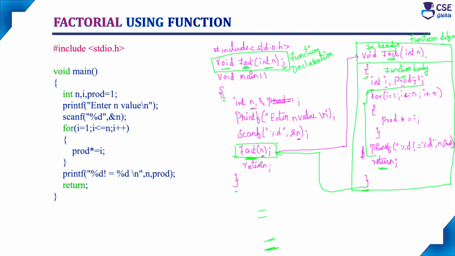So, in this session, we have discussed the three elements of user-defined function, how we have implemented them using the factorial example. In the next session, we will discuss one more example and we will discuss these three elements, that is function declaration, function call and function definition.